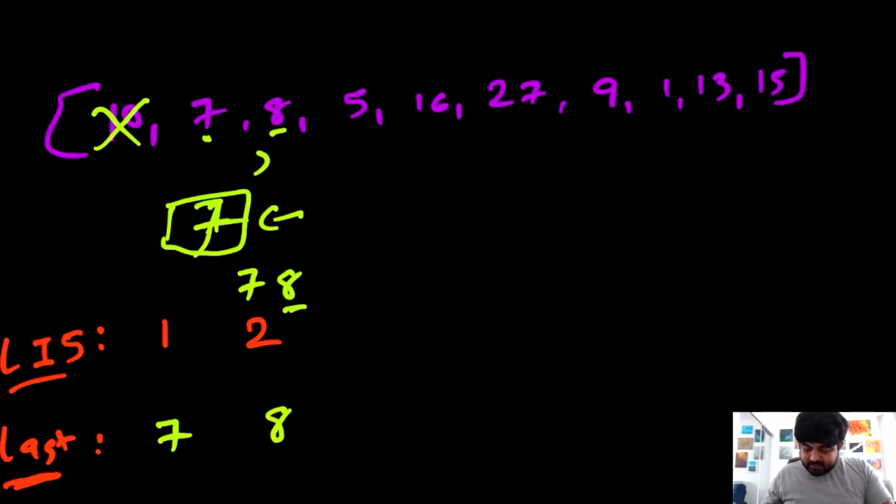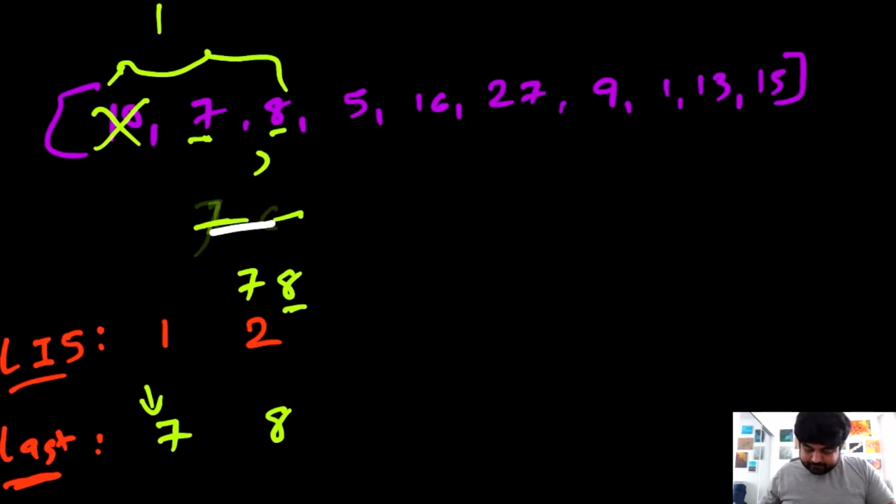But the thing is, meanwhile the first element is still 7, because up until this point, if we consider a subsequence that is only of size 1, the best element to choose for size 1 would be 7 because it is the smallest. And this is the main logic behind the patience sort. So let's move on to the next element.